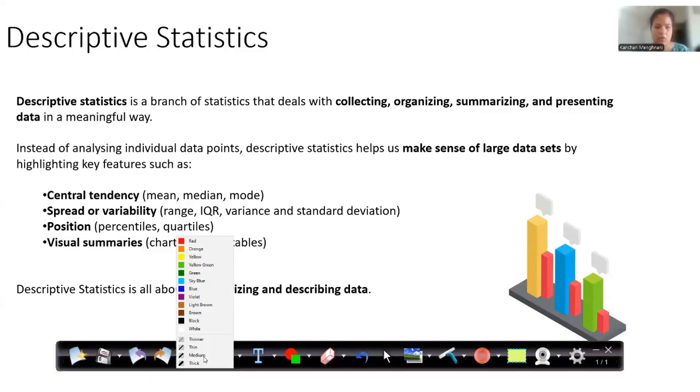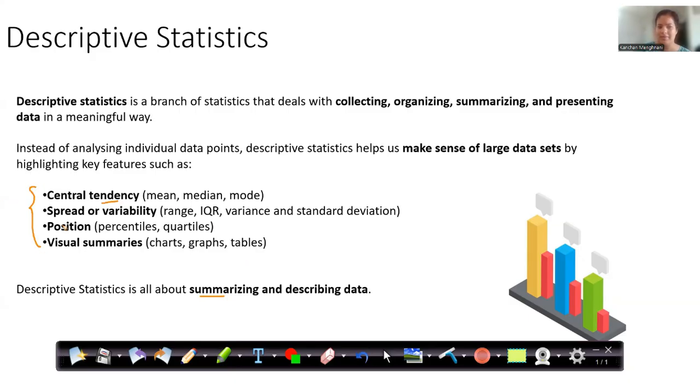So in the last video, we talked about what descriptive statistics is and we concentrated on the central tendency aspect. Just a quick recap: descriptive statistics is all about summarizing and describing your data, and there are various ways to do this. Today our point of discussion is more on spread and variability. We do it by measures like range, IQR, which stands for interquartile range, variance, and standard deviation. So let's get started.